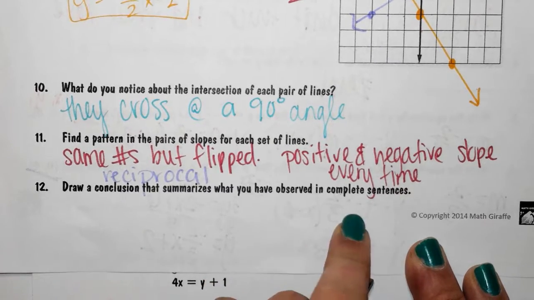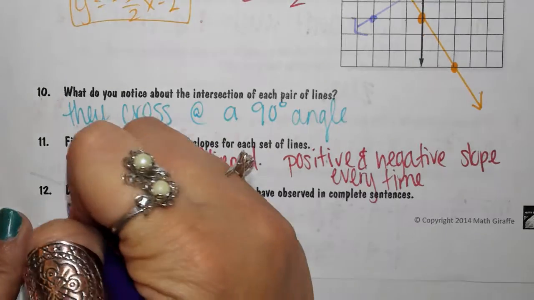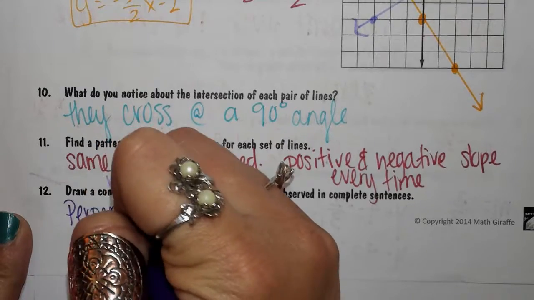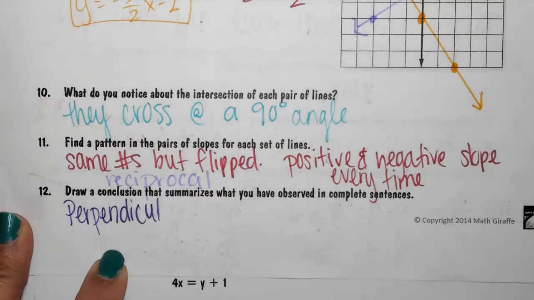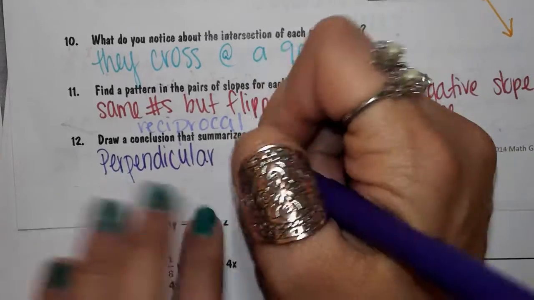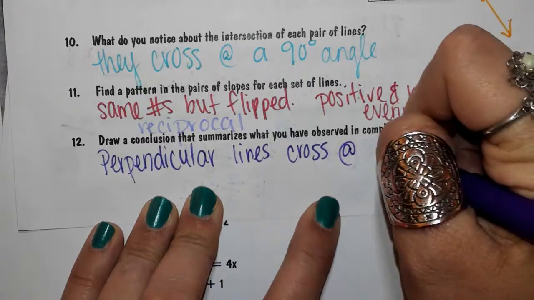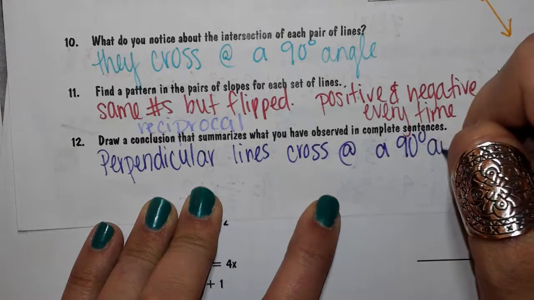Alright, draw a conclusion that summarizes what you've observed. So remember, a conclusion is what you get to at the end, right? And when you're summarizing, you're just bringing it all together. So, what can you tell me about perpendicular lines? They cross each other, okay. They don't always cross with the x-axis, because remember, this one right here didn't cross with the x, and neither did that one. But they cross at a 90-degree angle, so perpendicular lines cross at a 90-degree angle.